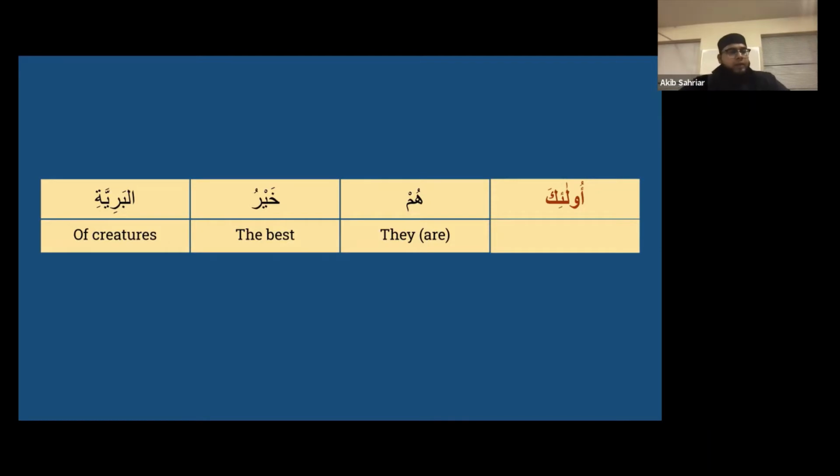So ulaika either means these people or those people. Ulaika hum khayrul bariyah: whatever group it's talking about, those people are the best of creatures. It is referring to something kind of far away. So even in the Arabic language, if you ever use it, inshallah, in the future, it means something that's not close to you, but further away.